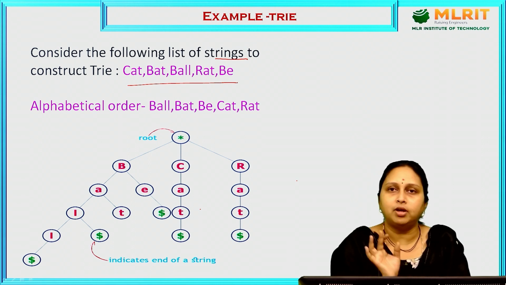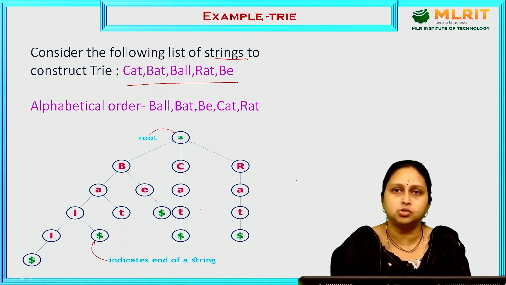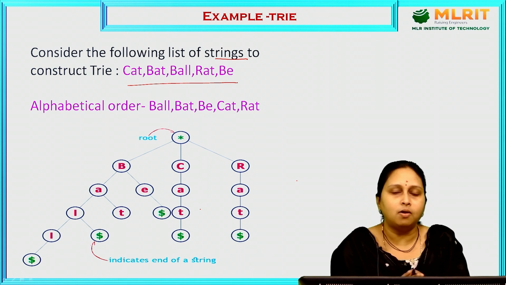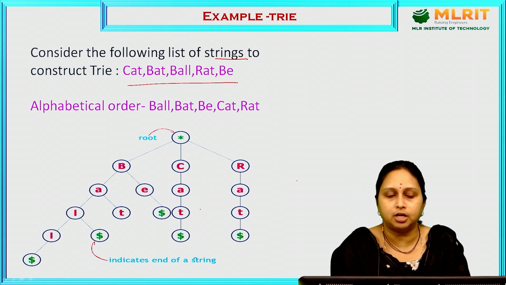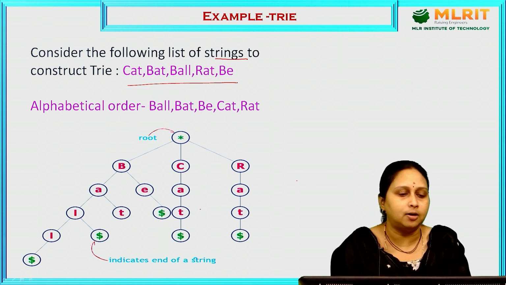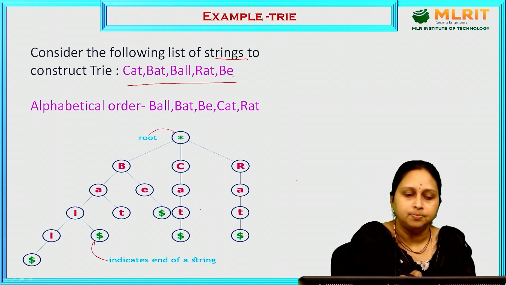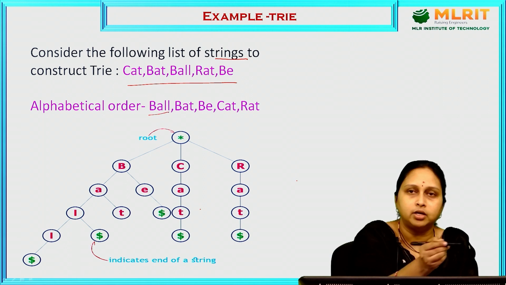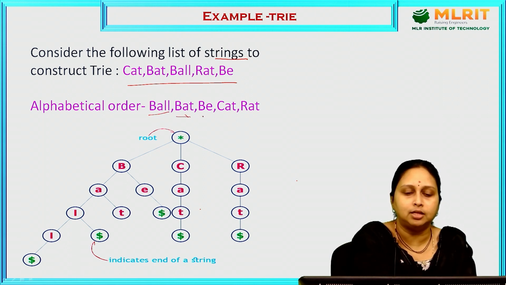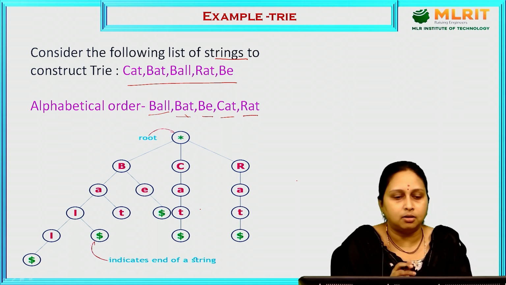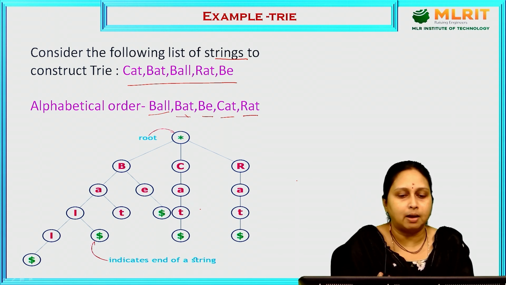When you are given strings, you represent all the strings in alphabetical order, checking the order based on ASCII values. Looking at cat, bat, ball, rat and bee, the first one you get is ball, then bat, then bee, and then cat and rat. B has a lower value compared with C and R.